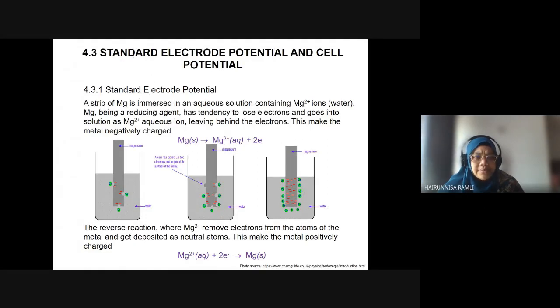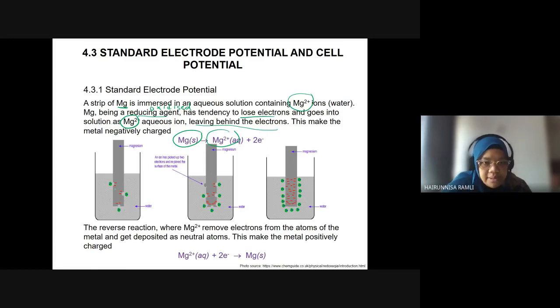Explanation dia, a strip of magnesium, you tengoklah, kita assume lah, you buat eksperimen. Okay, a strip of magnesium immersed in an aqueous solution containing Mg2+ ion. Okay, maksudnya air lah, dalam tu air. Basically sebenarnya magnesium dia masuk dalam air. Okay, so here Mg being a reducing agent, sebab dia oxidize kan? So dia akan oxidize, has a tendency to lose electron. Kan Mg tadi mudah untuk oxidize, so dia akan hilang electron and goes into solution as Mg2+. Kan kita baca ni, Mg solid dia akan ada tendency untuk jadi Mg2+. So Mg2+ dia kata tadi apa, goes into solution as Mg2+, leaving behind the electrons. So ada elektron lah tertinggal dekat strip ni.